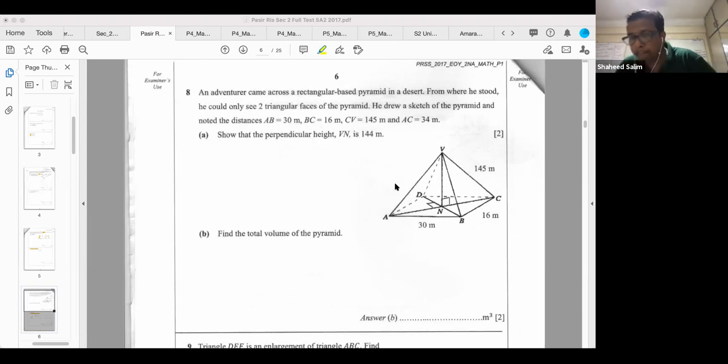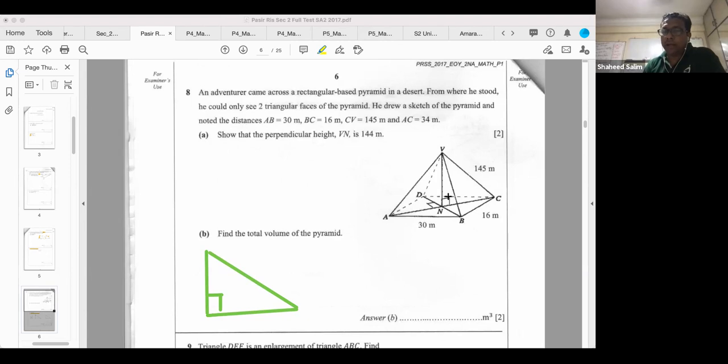You okay, Ryan? Not okay. Okay, so what we do now, we have to remember the Pythagoras theorem. Okay, Pythagoras theorem. What does the theorem say? It says that so it must be a right angle triangle.